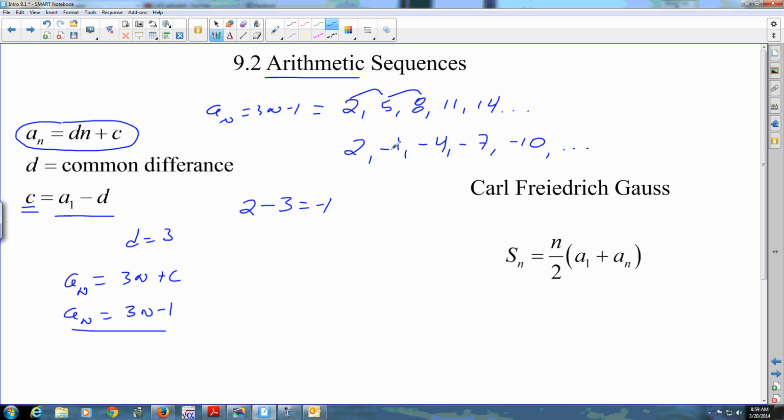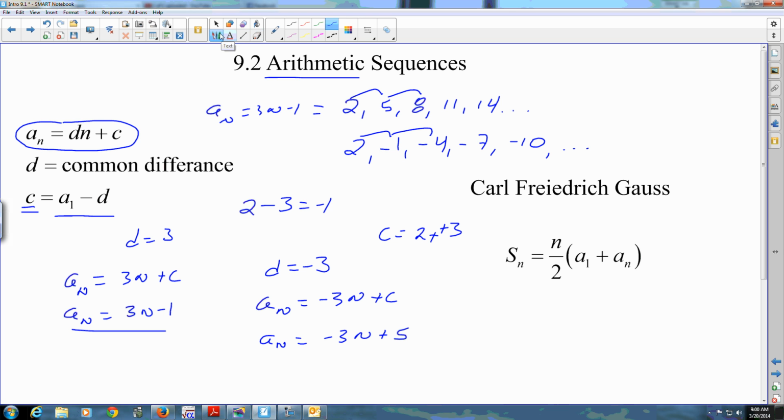If I wanted to do this one, the common difference is negative 3. So you have a sub n is equal to negative 3n plus c. And then I got to find c. c is your first term minus your common difference. So it's 5. So c is 5. So negative 3n plus 5. Okay? There you go. Now, that's just the start. That's just how to use this pattern. That's an arithmetic sequence and how to come up with the formulas for it.